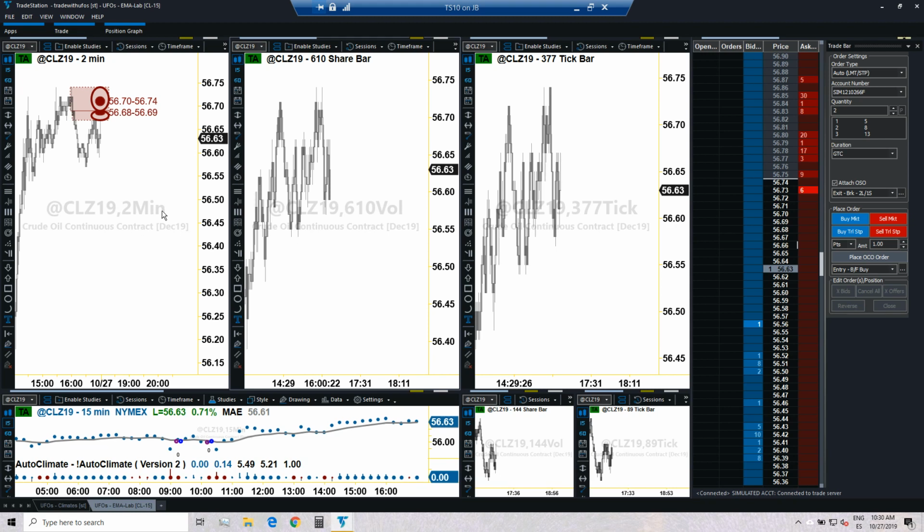Yeah, and the scanner is free. Yeah, both with TradingView and also TradeStation. Yes. Yeah, cool. Okay.